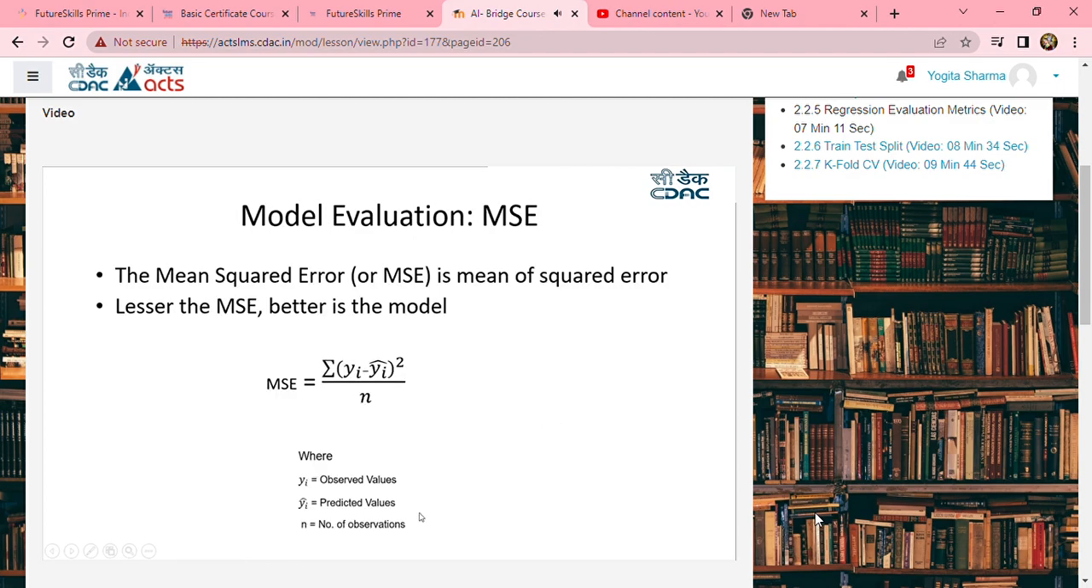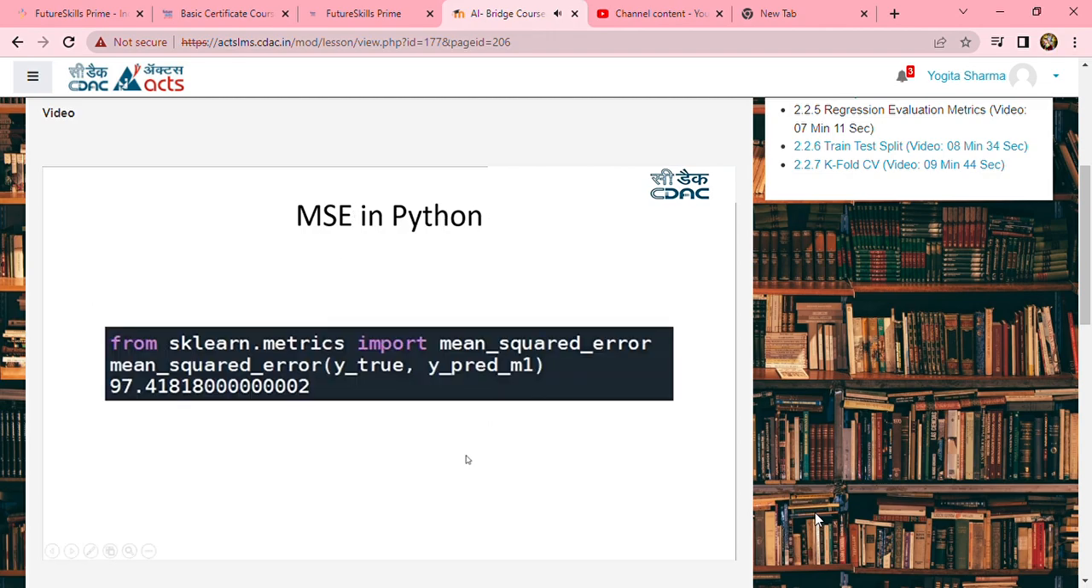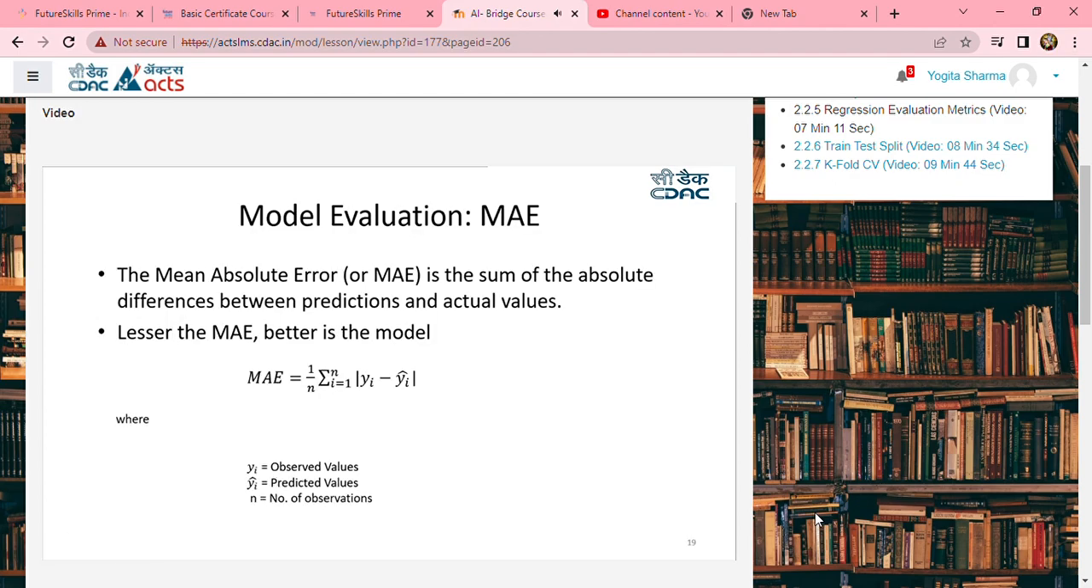Similarly, another metric which is commonly used is mean squared error. For mean squared error, you calculate the errors, you square those errors, and you take the arithmetic mean of them. That is called mean squared error. It can be calculated with the help of the scikit-learn function mean_squared_error. The common thing in these two, mean absolute error and mean squared error, is that the lesser these values are, the better the model prediction.